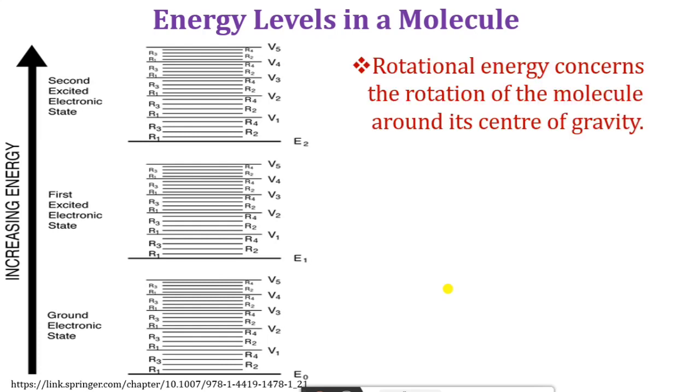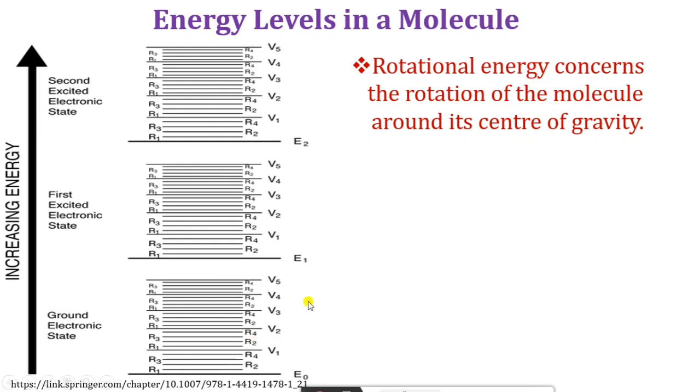So rotational energy concerns the rotation of the molecule around its center of gravity. That means a molecule in a ground state will be in the lowest rotational energy level, and that molecule can go to the next rotational energy level if the molecule absorbs a radiation which gives that molecule the energy needed to go to the next higher rotational level.